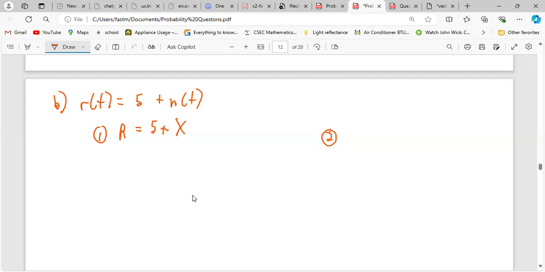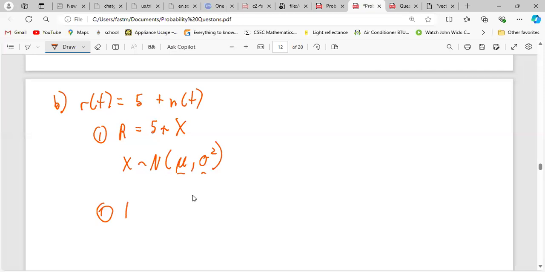So we list the parameters. X will follow our normal distribution with mu and sigma squared. So we need sigma, sigma squared and mu. The first thing we do is find mu.